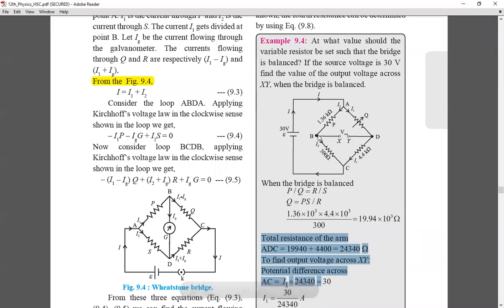So VB minus VA will be the potential across resistance P, and VD minus VA will be the potential across Q. Okay, so the potential across P will be what? I2 into P. And the potential across resistance Q is what? I1 into Q.